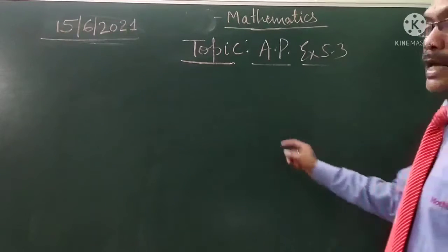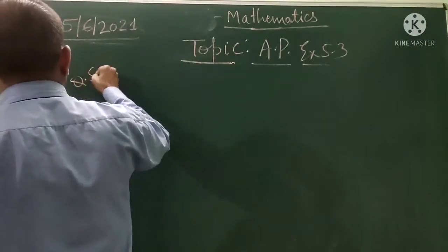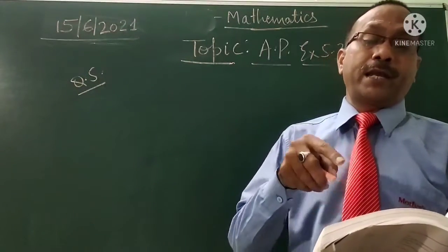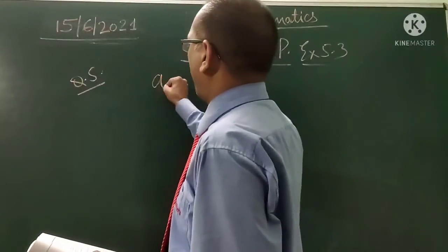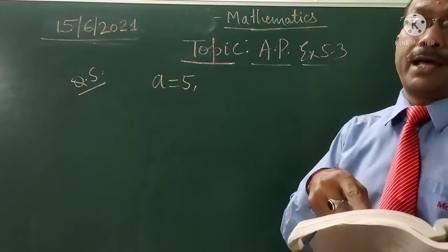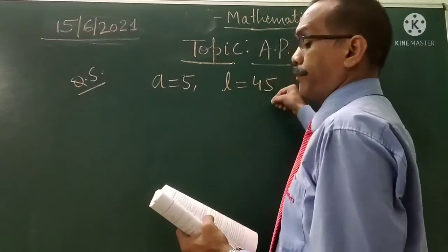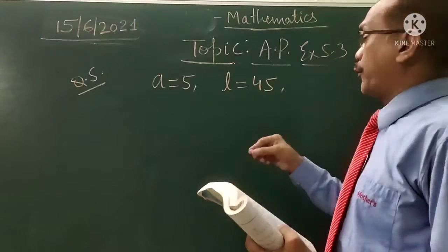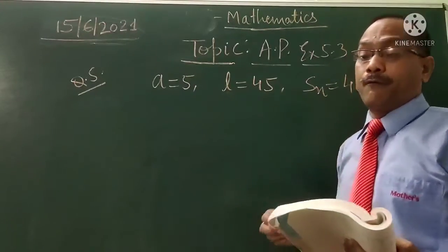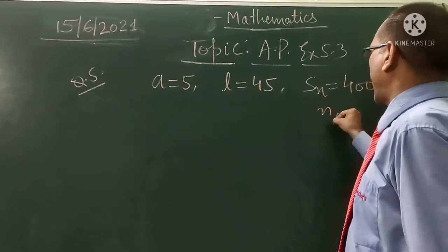Students, now next is question number 5. The question is, the first term of an AP is 5. It means a equal to 5. And the last term is 45. Therefore, l equal to 45. The sum is 400. It means Sn equal to 400. Find the number of terms and the common difference. Students, we have to find n and d.